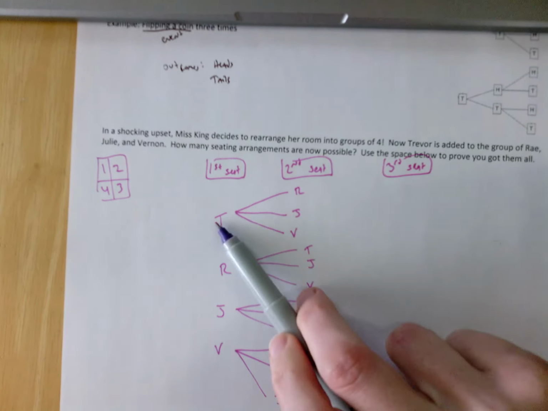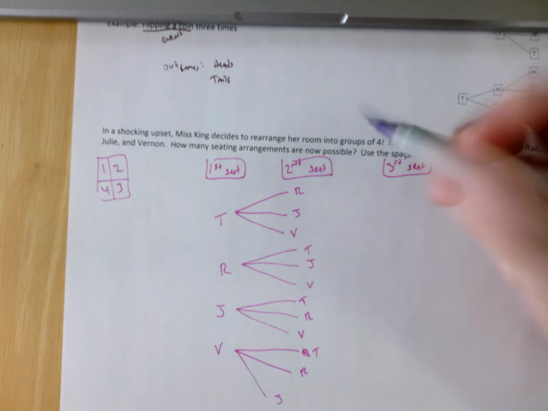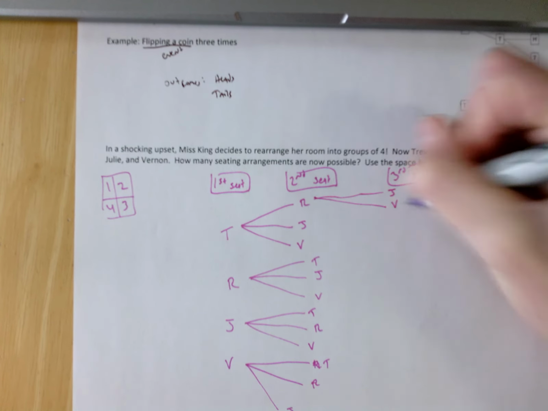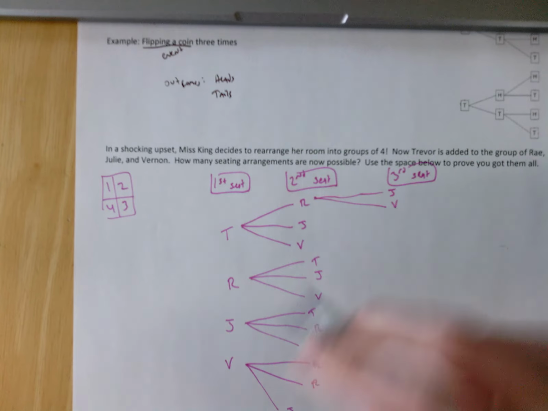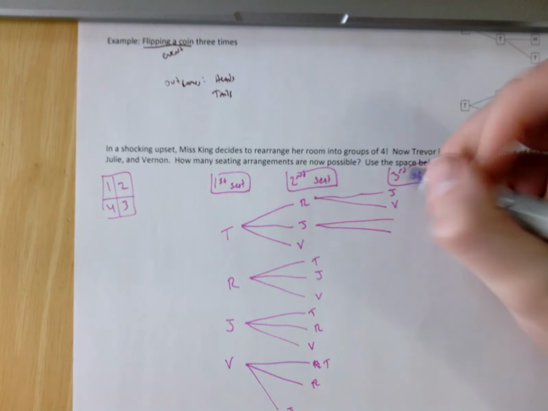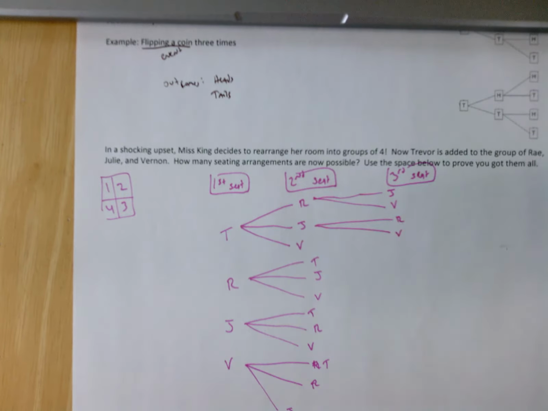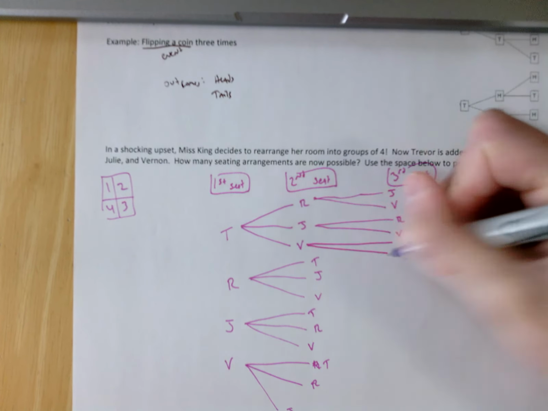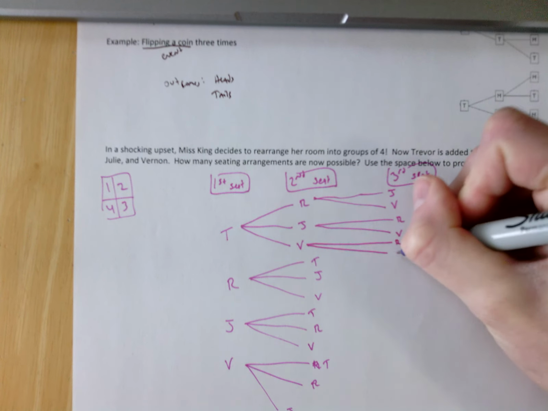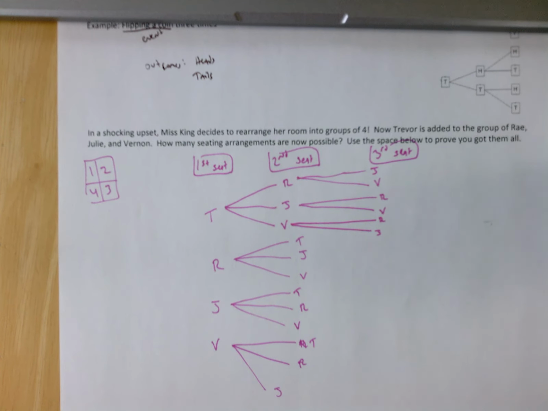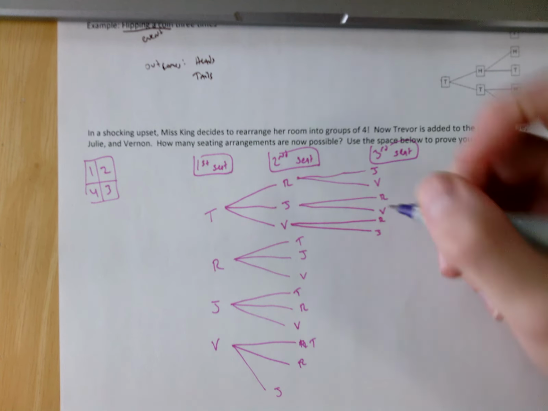Okay, so if Trevor's in the first one and Ray's in the second one, then when I go to make my third seat, right, it's going to have to be either Julie or Vernon. Okay, if Trevor's in the first one and Julie's in the next one, then from there, it's going to have to be either Ray or Vernon. Okay, if Trevor's in the first one and Vernon's in the second one, then this is going to have to be either Ray or Julie. Okay, and I bet by now you're starting to see what the annoying thing about tree diagrams can be, right?